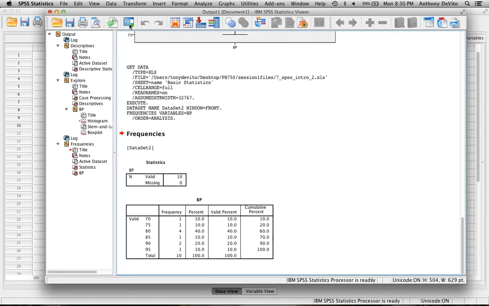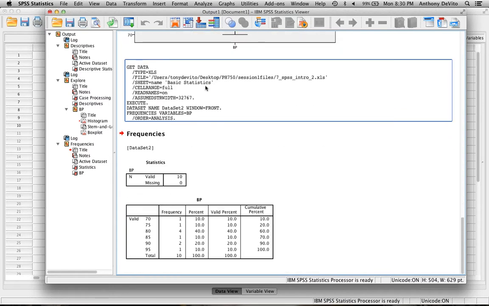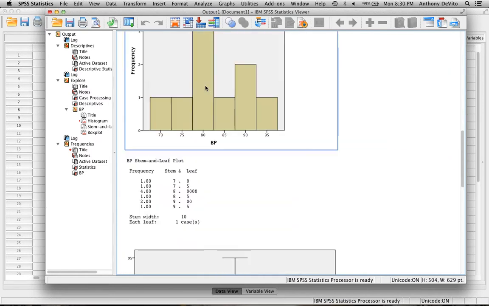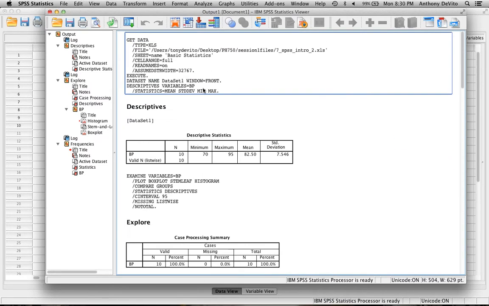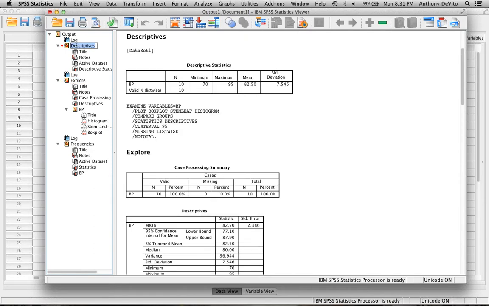I'm going to go back in there. Notice that everything I've done since I started this session is in this output window. And if you're doing a lot of work, it also puts a little outline on the left-hand side, so you can jump around between the different calculations that you've done.